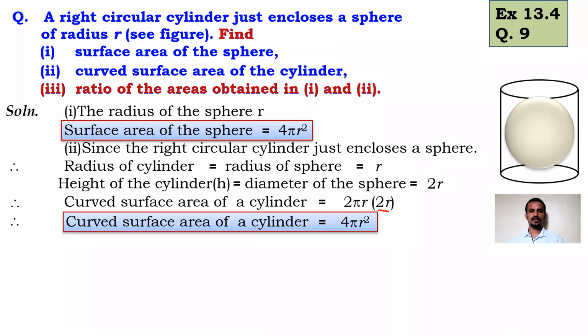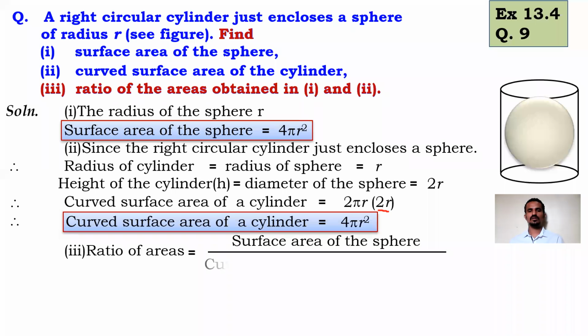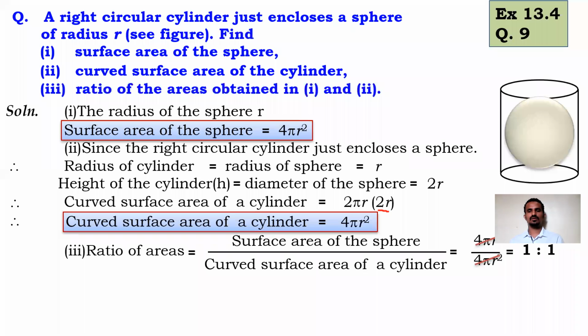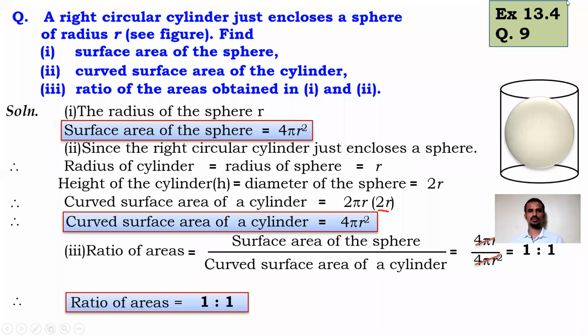be 1:1. So we simply say the ratio of the areas is equal to the surface area of the sphere divided by the curved surface area of the cylinder, which will be equal to 4 pi r square upon 4 pi r square. So it will get divided, and we get the answer as 1. So the ratio will be 1:1, and that is our final answer. The ratio of areas in both cases is 1:1.